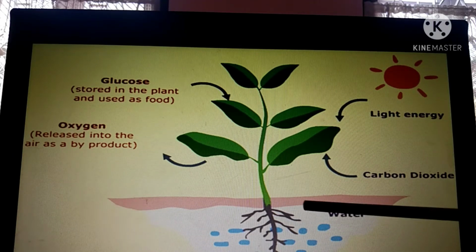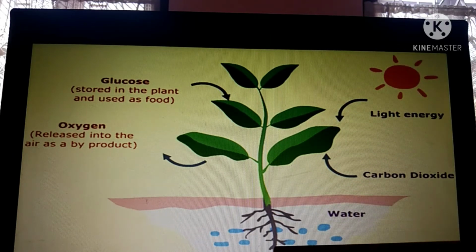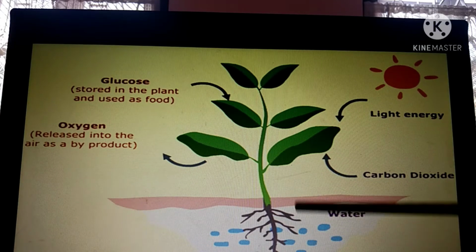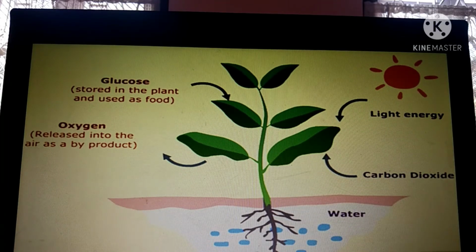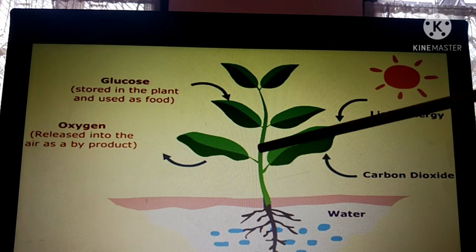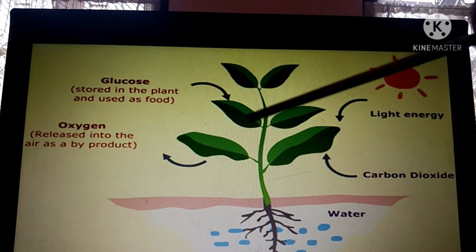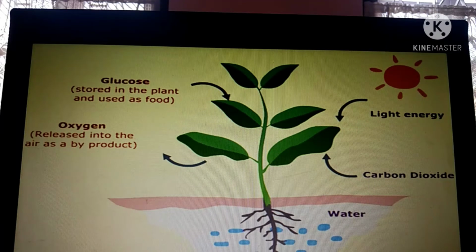And what is the function of the roots? They absorb the water and minerals from the soil. So roots are embedded deep into the soil and absorb water and minerals, and this water and minerals go up the stem in this way and reach each and every leaf of the plant.